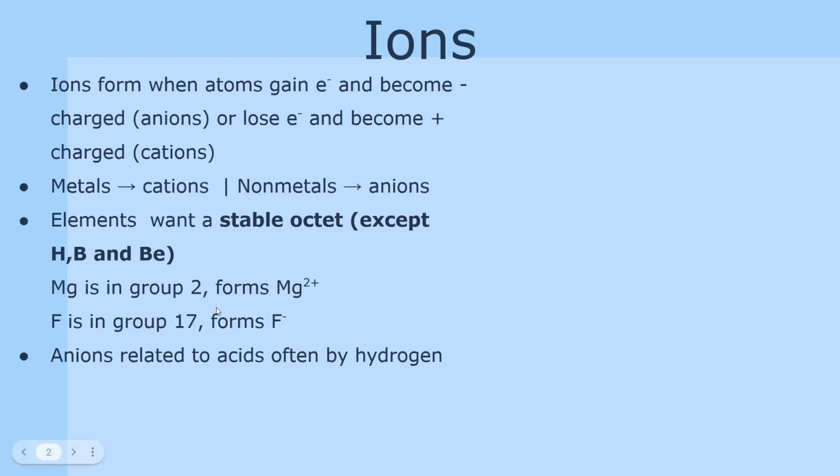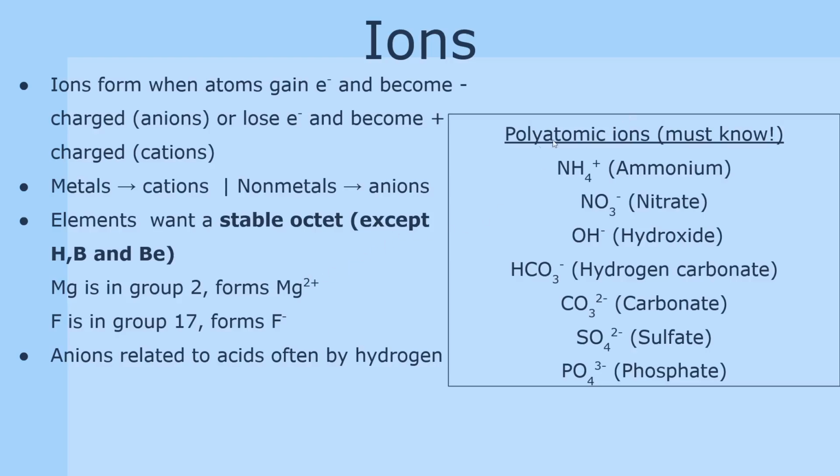Anions are related to acids, often by hydrogen. For example, hydrofluoric acid, a strong acid, is vaguely similar to this ion, except it is just missing a hydrogen atom. So these are your polyatomic ions. These are ions that you must know. There are 7 of them. Know that how all the oxidant ones and 8. So if you're struggling with remembering all of them, I'd use that as a crutch.